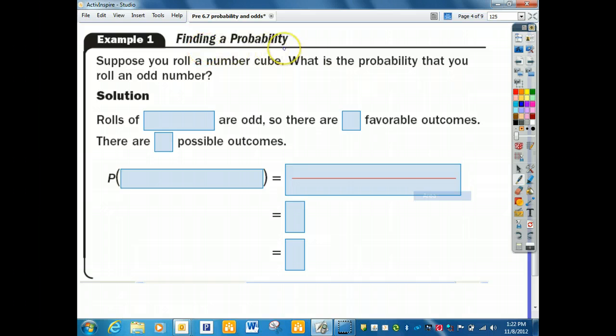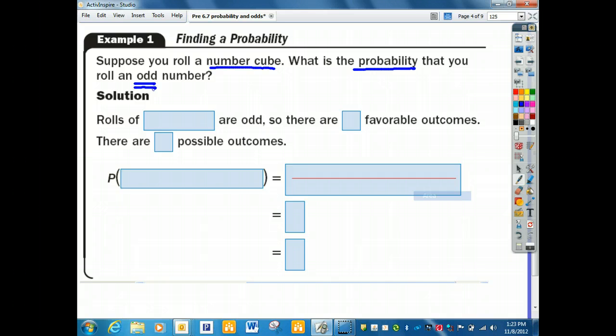Like I said, this is going to be the front side of the worksheet. Finding probability. Suppose you roll a number cube. What's a number cube? Dice. Yeah. If you have 2 of them, they're dice. If you have 1, they're called a die. On your worksheets, most of the time they're referred to as a number cube. So suppose you roll a number cube. What is the probability that you roll an odd number?